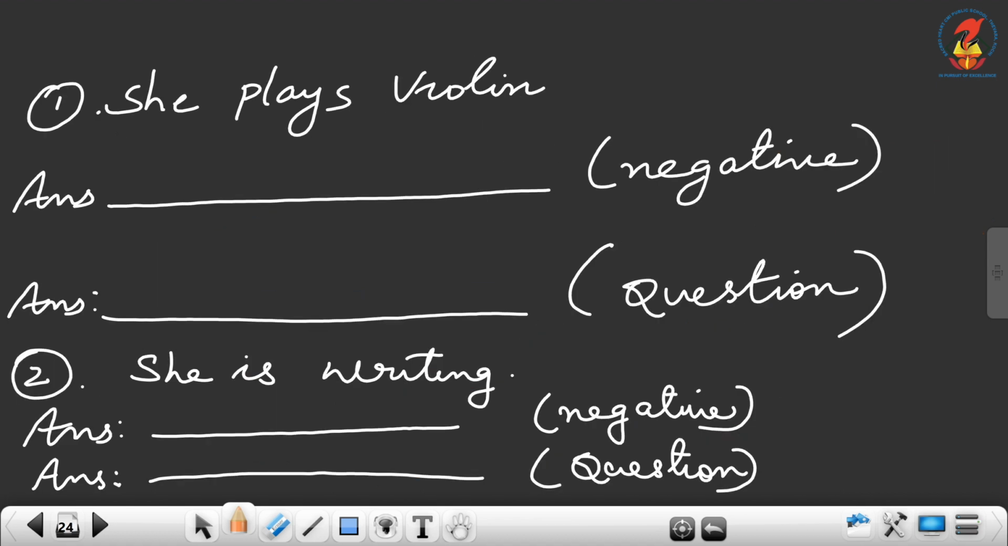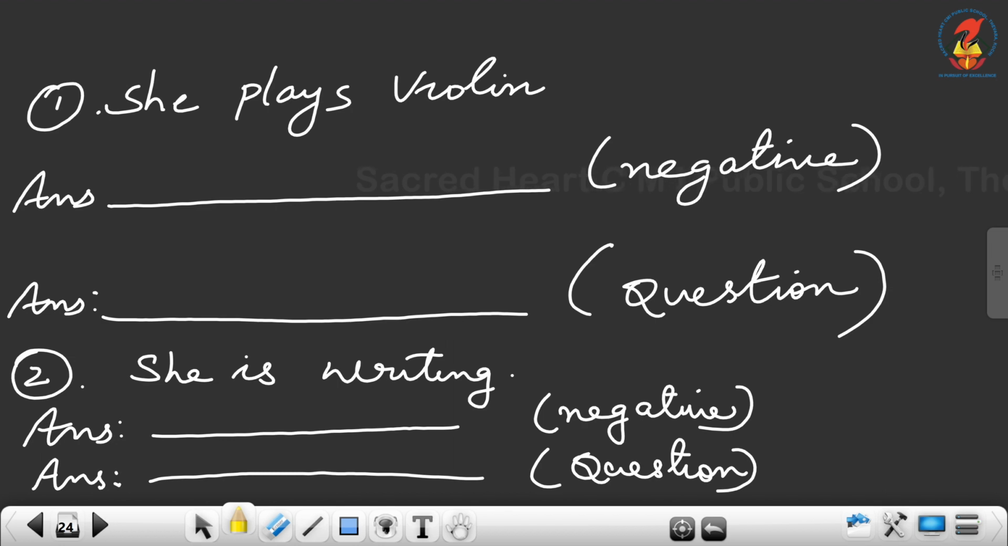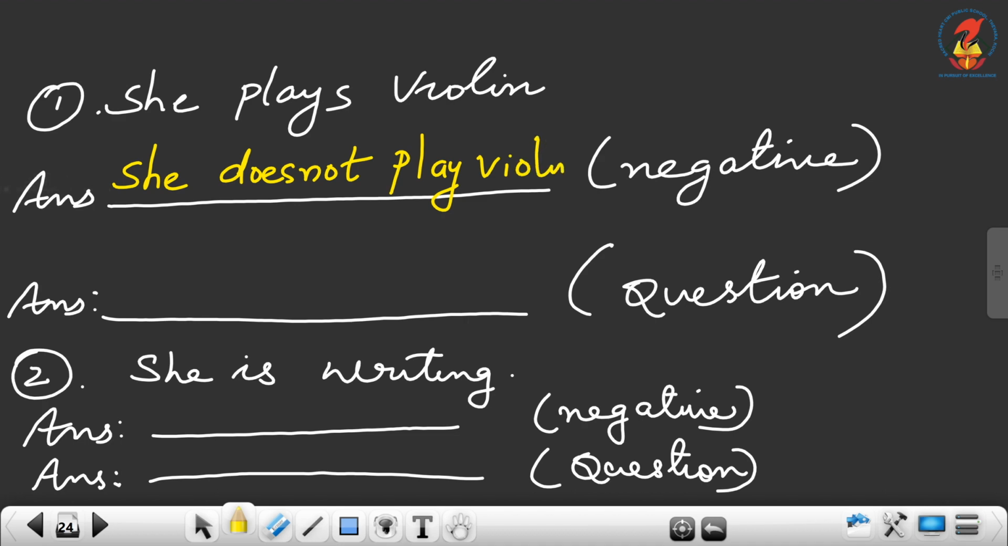Now, let us try this. Make the sentences negative and make questions for these statements. She plays violin. So, how can you make it a negative sentence? She, do or does, which one you have to use? She is singular. So, she does not, the original form of the verb is used, play violin.